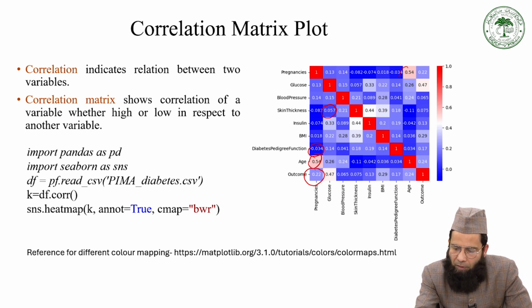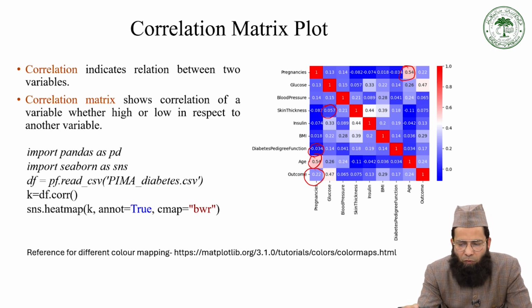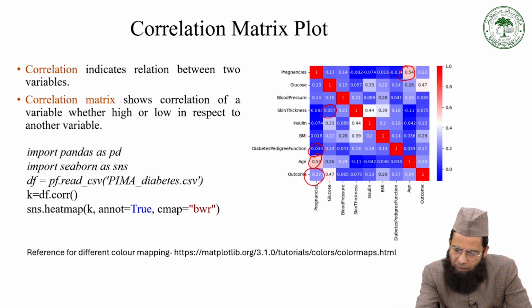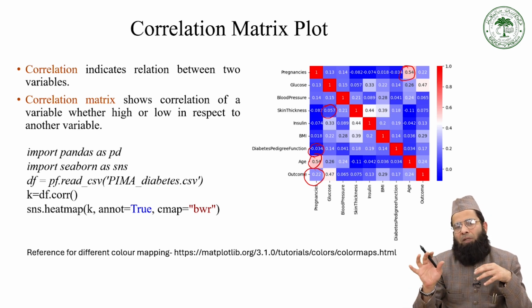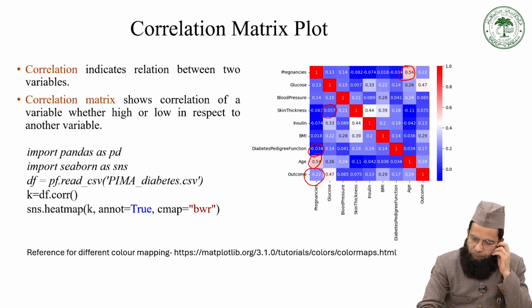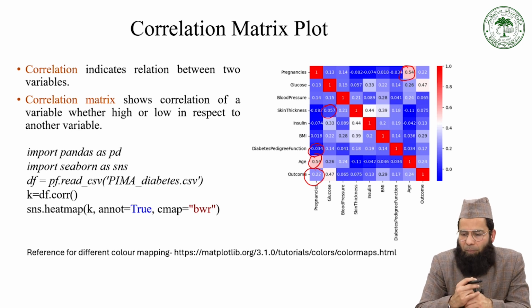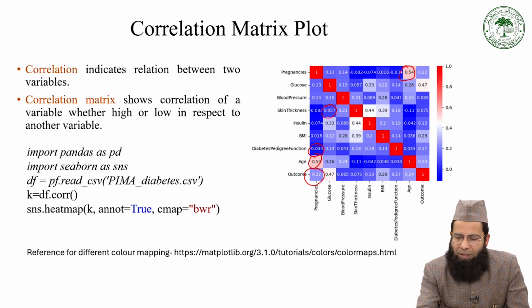But pregnancy and age are not very highly correlated. The correlation varies from -1 to 1, and negative actually says there is an inverse relation between the features. If one is going high, then the other would go low. It means the values would be in negative form, and 1 says very highly correlated.